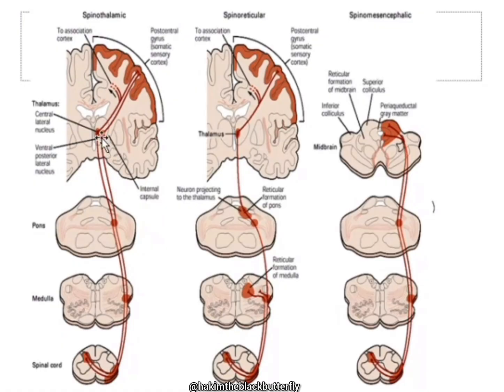First, go to the thalamus. The thalamus will connect you through third order neurons to the cortex. It is the relay center. It is the gateway to the cortex.